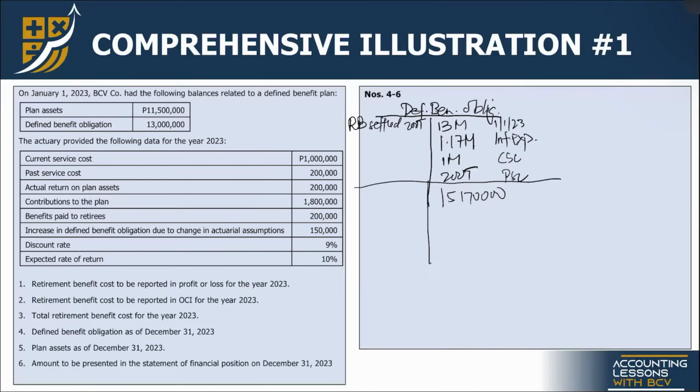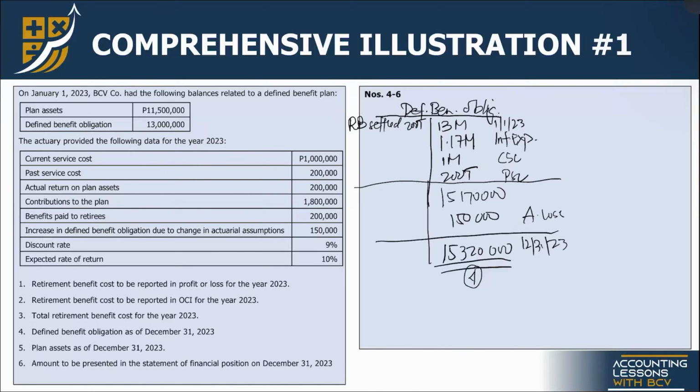Di ba? Since given sa problem, increase in DBO due to change in actuarial assumptions, there is actuarial loss amounting to 150K. So how much is your defined benefit obligation at the end of the year? 15,170,000 plus 150K magiging 15,320,000. That's your answer number 4. 15,320,000. Okay? Di ba? That's from part 1.